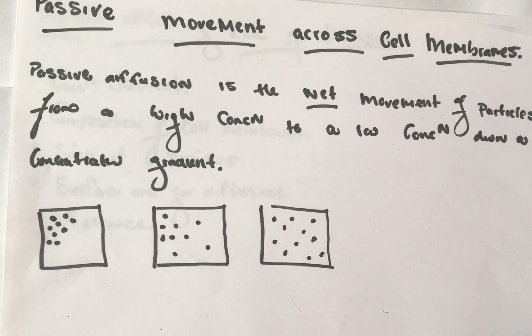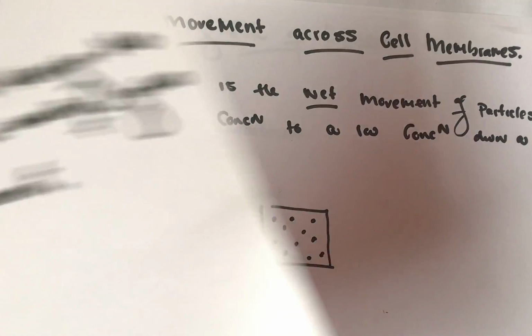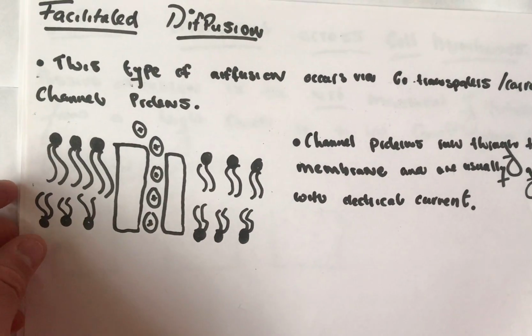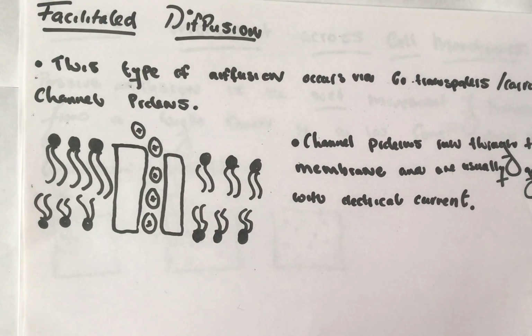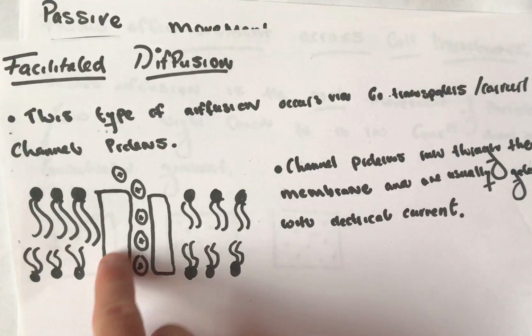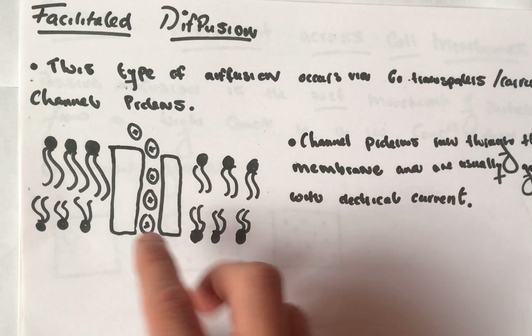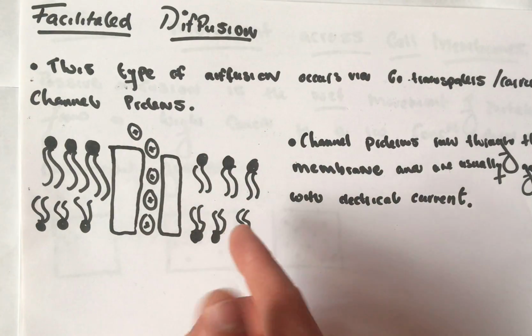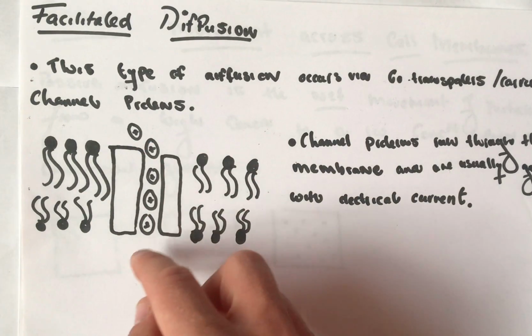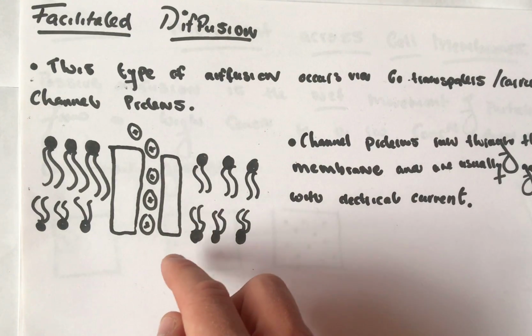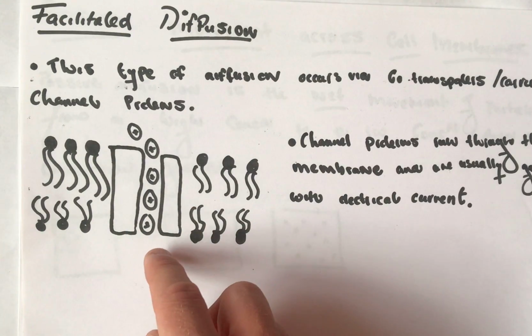Now we move on to a process known as facilitated diffusion. Facilitated diffusion occurs due to the presence of two proteins: channel proteins and carrier proteins. Firstly, let's look at channel proteins. These types of proteins run all the way through the phospholipid bilayer of the cell membrane, and they provide a channel to allow ions or water-soluble molecules to move across the membrane.